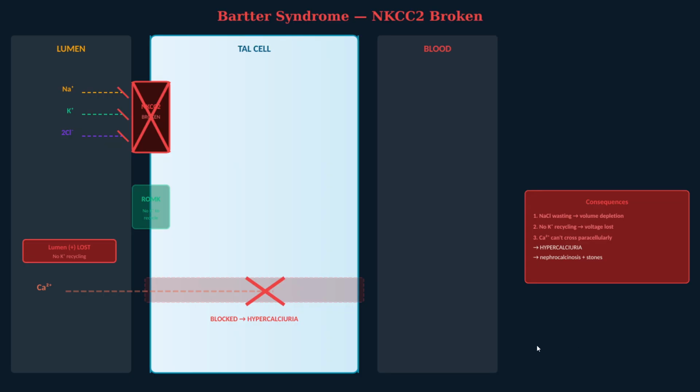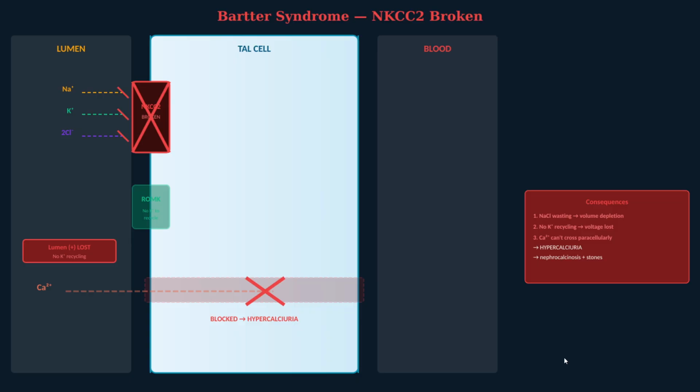The consequences box over here on the right summarizes it. Sodium chloride wasting leads to volume depletion and secondary hyperaldosteronism. No potassium recycling means the lumen positive voltage is lost and calcium can't cross paracellularly, leading to hypercalciuria, nephrocalcinosis, and kidney stones. This is the same reason furosemide causes hypercalciuria. It blocks NKCC2 just like Bartter does genetically.